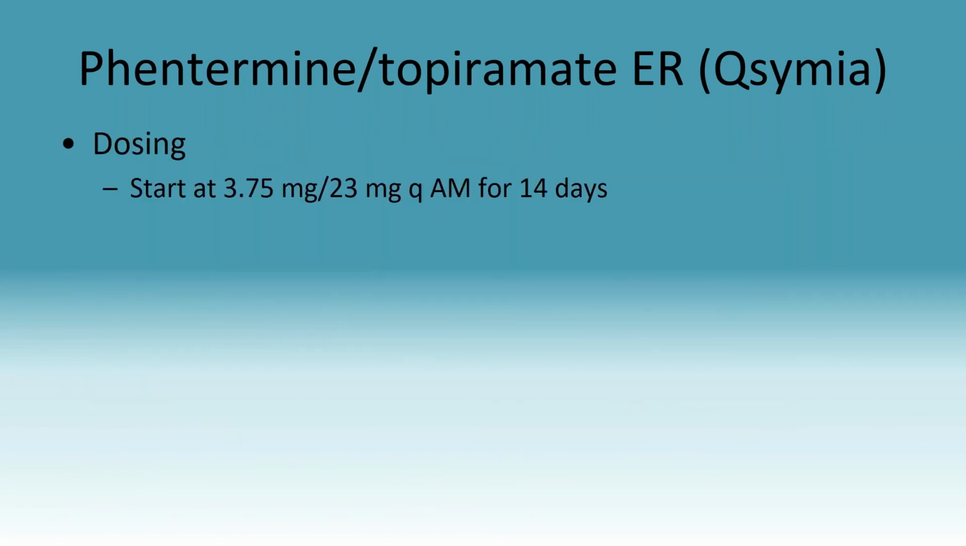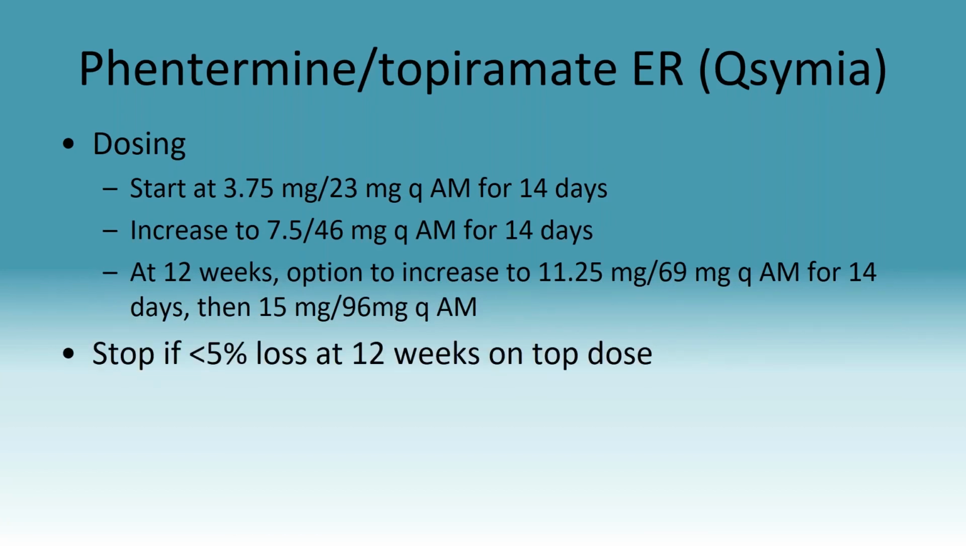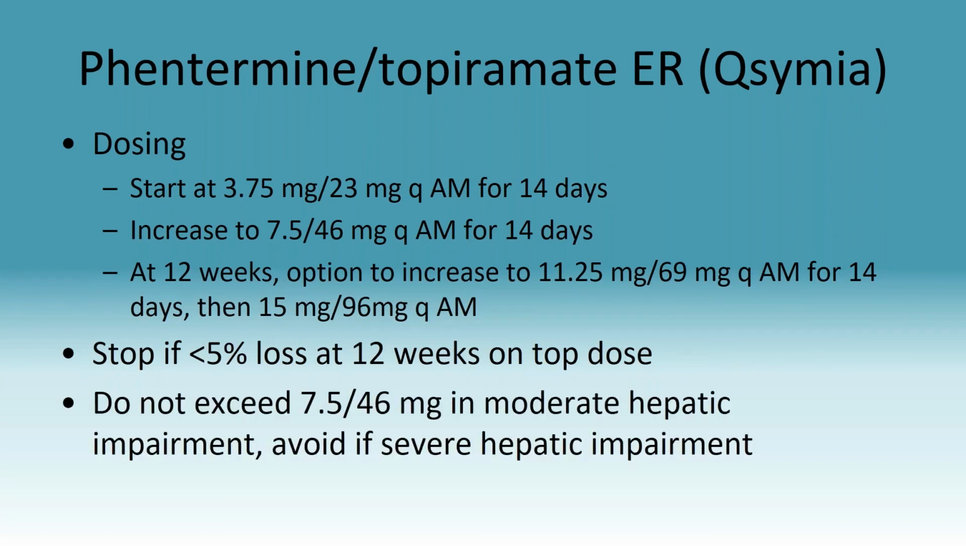Dosing starts at 3.75/23 milligrams for 2 weeks, followed by double that dose, 7.5/46 for 2 weeks, followed by an option to increase to 11.25/69 or 15/92 if that's well tolerated for 2 weeks. This medication should be stopped if there is not a 5% weight loss at 12 weeks on the highest dose that's achieved. And dosing should not exceed 7.5/46 in patients with moderate hepatic impairment.